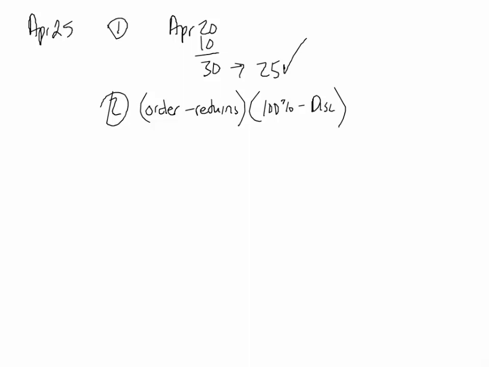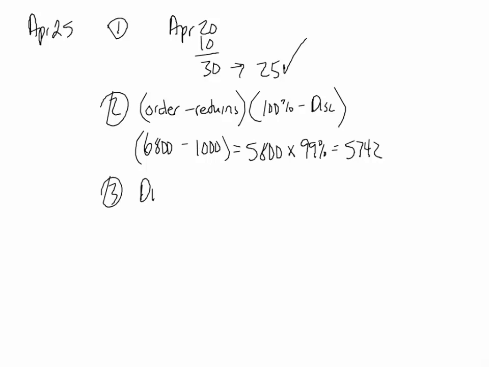So I'm just going to write it out here. I've got the 6,800, subtract the $1,000, because the fact is only 5,800 was sold to that customer. Multiply it times 100% minus the discount rate. Remember the discount rate was 1%. So we multiply this times 99%, and that equals 5,742. Step number three is, what's the amount of the discount? $58, absolutely. Be careful. Don't go back to this 6,800. I've seen students do that. Stick with the 5,800. So we took 5,800 and subtracted the 5,742.